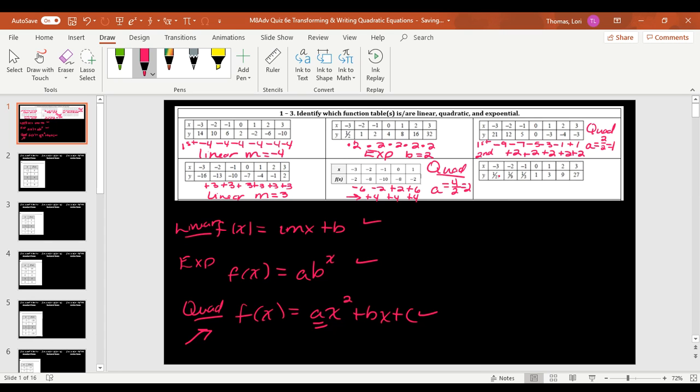Okay, on the last one, if you just look ahead, it looks as though we're just multiplying by 3 to get from term to term. So that has a constant ratio. So this is exponential. And this would be the b term of my equation. It would be the multiplier.